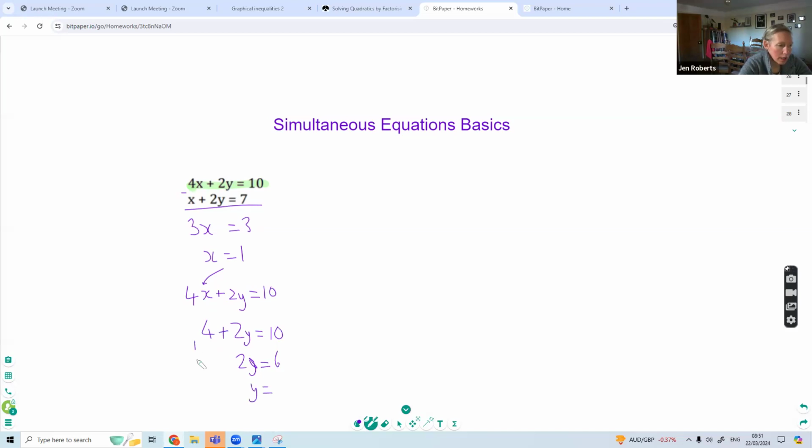Now let me just put the working out here. So what have we done here? We've taken 4 off both sides. If you take off 4 here, you're left with 2y. If you take 4 off here, you're left with 6. And then we're going to divide both sides by 2. 2 divided by 2 is 1. So we've just got 1y left. 6 divided by 2 is 3. So you've got x is 1, y is 3.